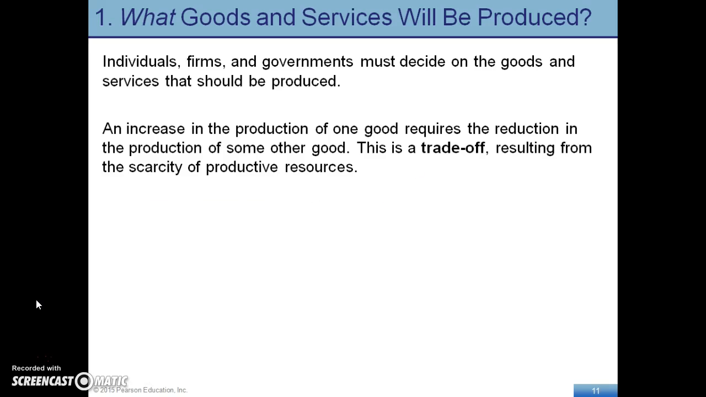Now, what are some of the questions that a society must answer? They must answer three basic questions. What goods and services will be produced? This is going to be determined by the demand of consumers, because consumers determine what they want in the market.